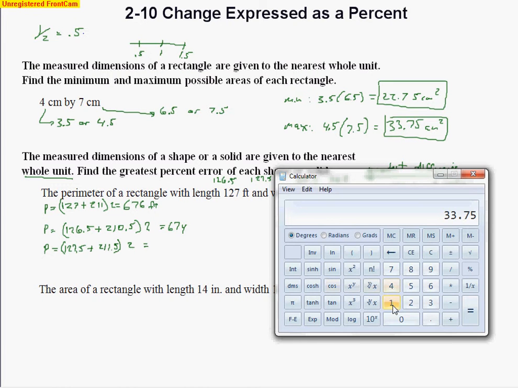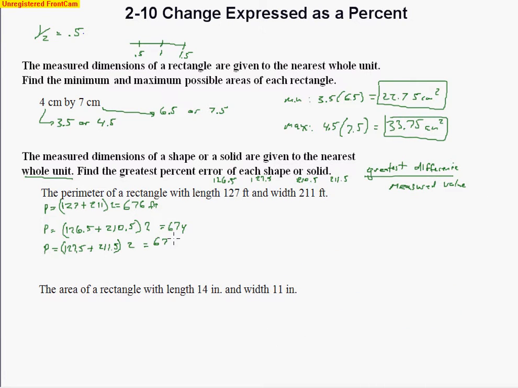127.5 plus 211.5. Get that number and then double that. I get 678.